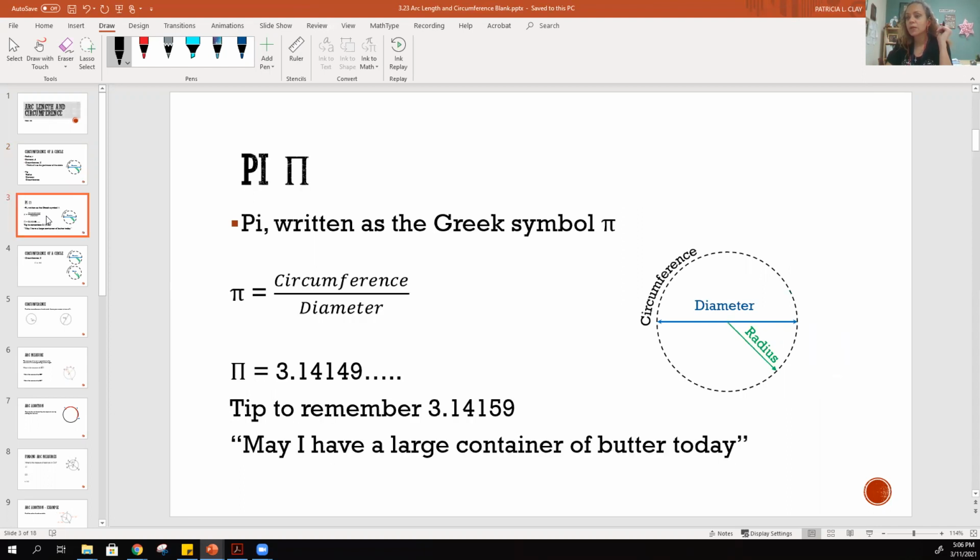It might help. Okay, we're going to introduce another Greek symbol today. It's pi, and it's shown right here. And it's pronounced pie, like you eat a piece of pie. And it's shown by this Greek written symbol right here. It is actually a ratio. It is the circumference divided by the diameter.